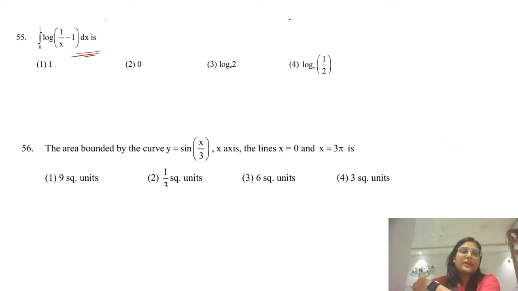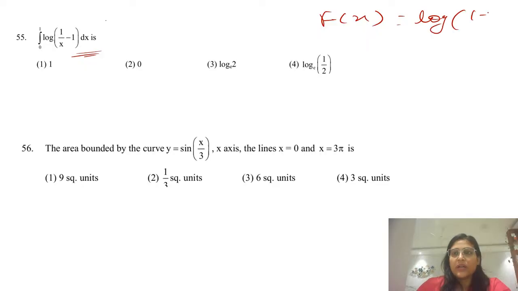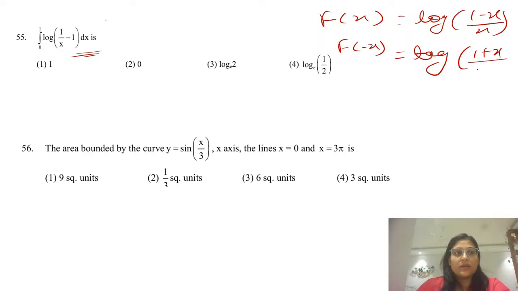Now you have to find out the integral from 0 to 1. Let's check. Whenever I told you, you have to check whether it's even or odd, right? So f(x) is log of (1 minus x) divided by x. Let's find out f of minus x. Sorry, it is log of (1 plus x) divided by minus x. We are finding it for minus x, correct? So it can be further written as what?